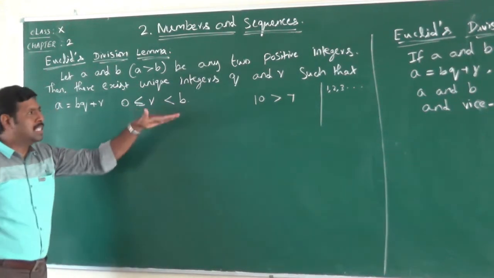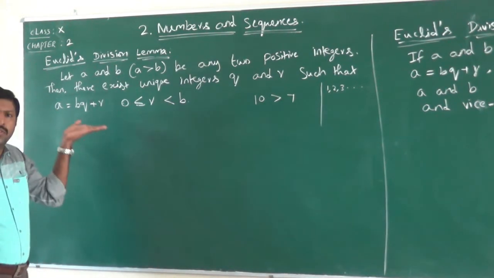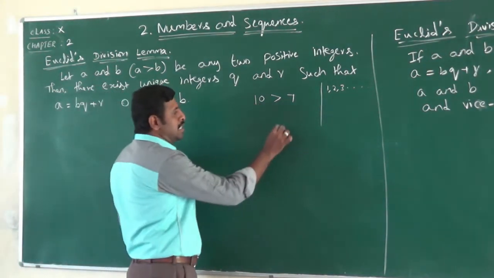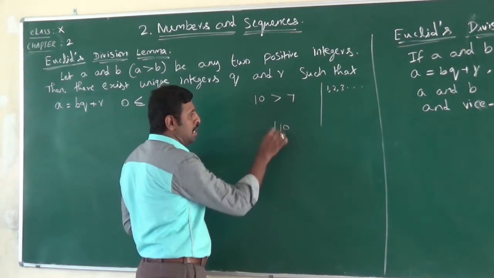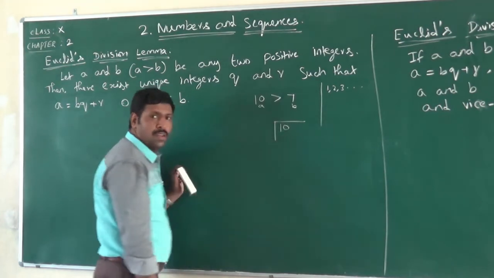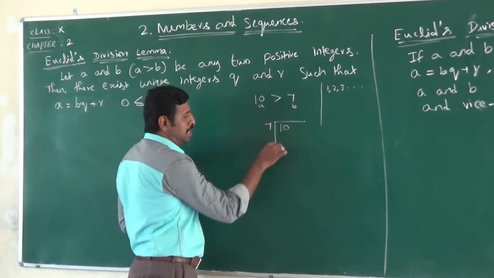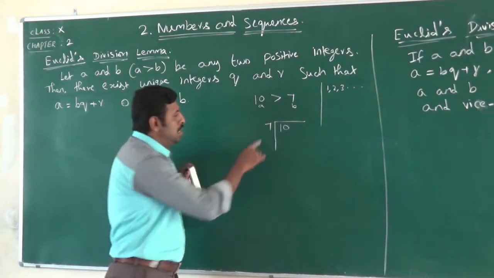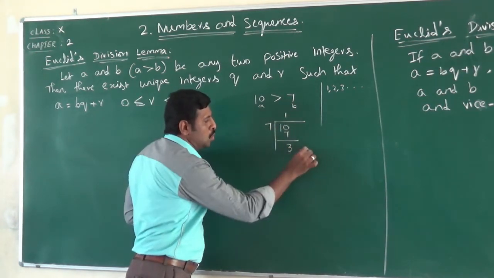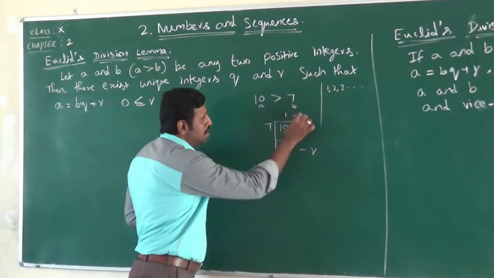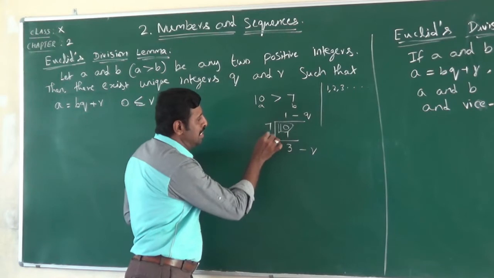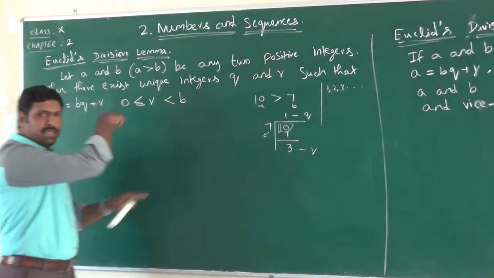Let's see how to write the given two integers in the form of the division lemma. Let me take 10 as the dividend, this is A, this is B, right? So 10 divided by 7. What do you get? 7 ones are 7. The remainder is 3. So this is the remainder. This is the quotient. Here it is the dividend. It is the divisor.